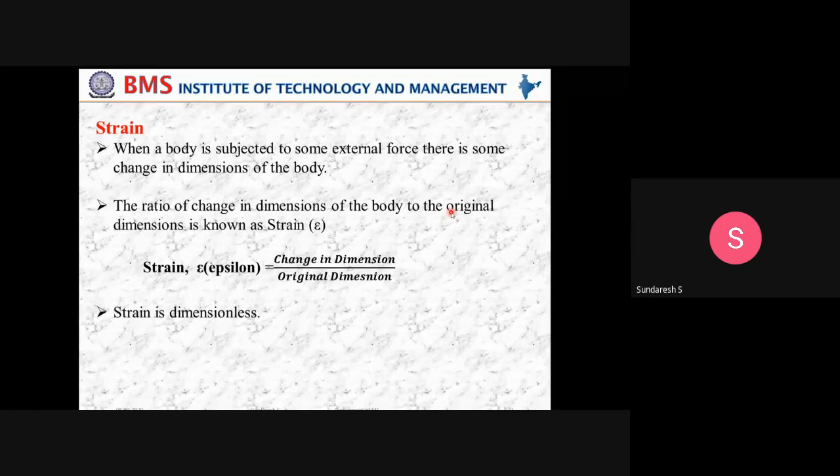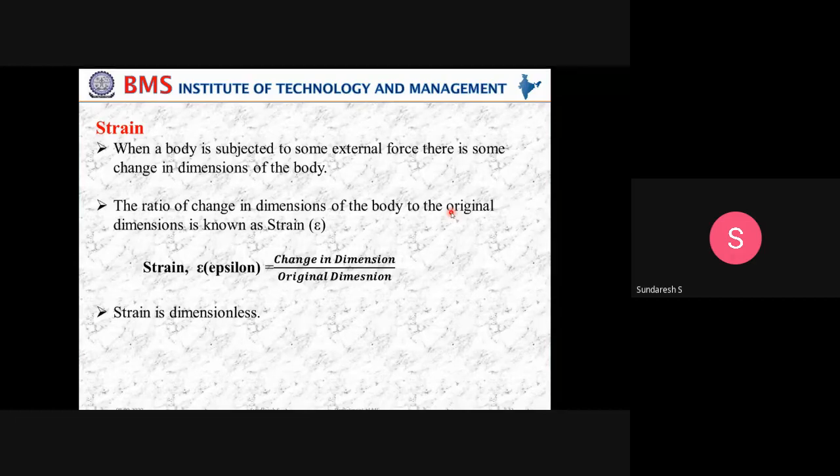Please remember, a strain is the measure of the deformation. So any body, of course, body means a deformable body. You should remember always, when a body is subjected to a system of external forces, it undergoes a change in the dimensions of the body. So how much amount of change has it undergone? That amount can be expressed in the form of a term called strain. Now let us define what a strain is.